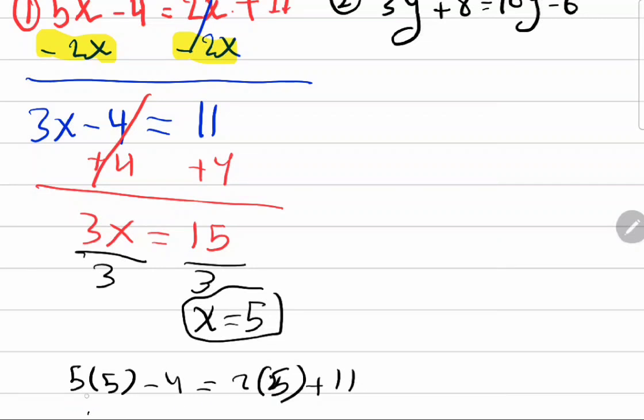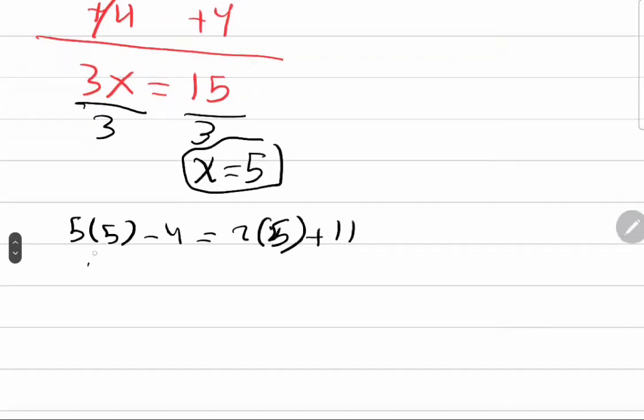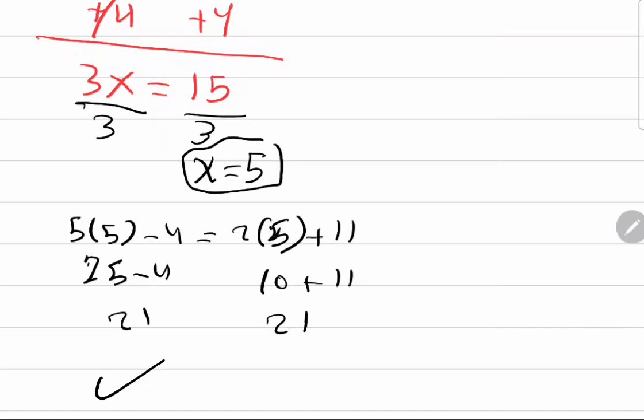25 minus 4 gives us 21. Now on the right side, we have 2 times 5, which is 10. And 10 plus 11 is 21 as well. So both sides equal 21. We are correct. X equals 5.